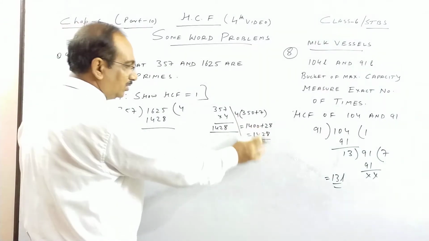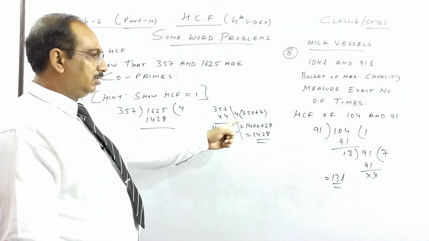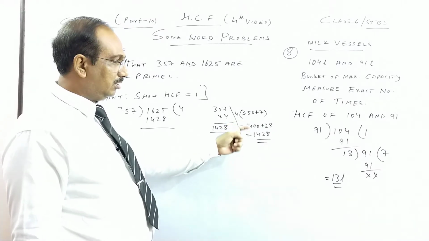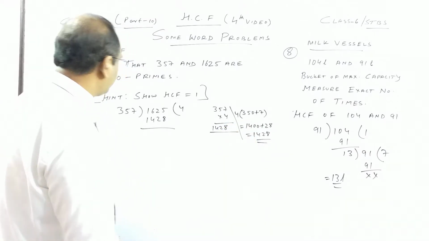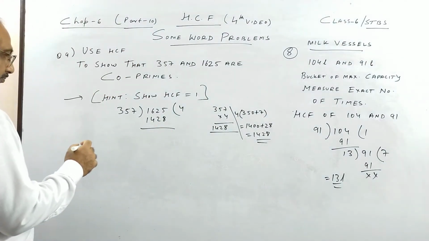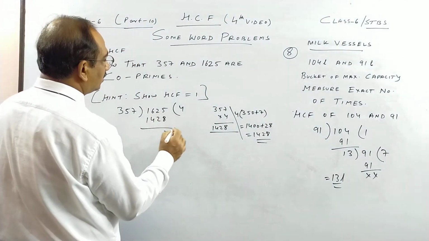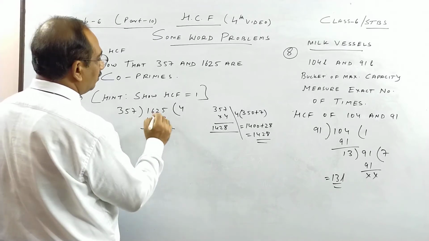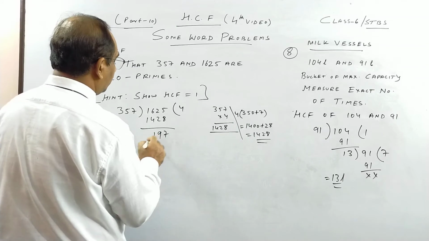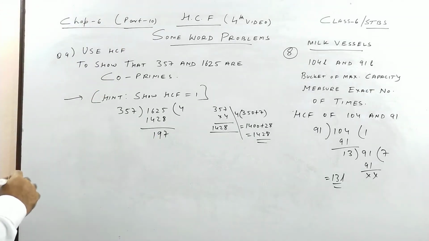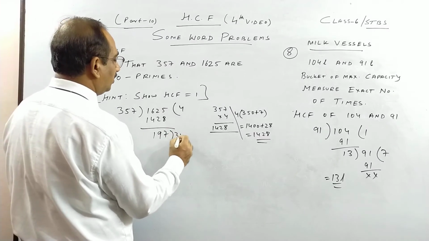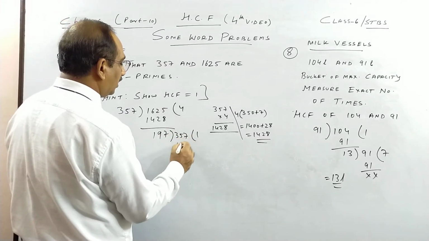You do it like this, but slowly you learn. 350 4s are 1400, 35 4s are 140, so 1400, and 7 4s are 28. Now if you subtract, you will get 15 minus 7, this will become 11, this will become 9, and this will become 1. So if you subtract, you get 197, 357 will come here, this will go 1 time.